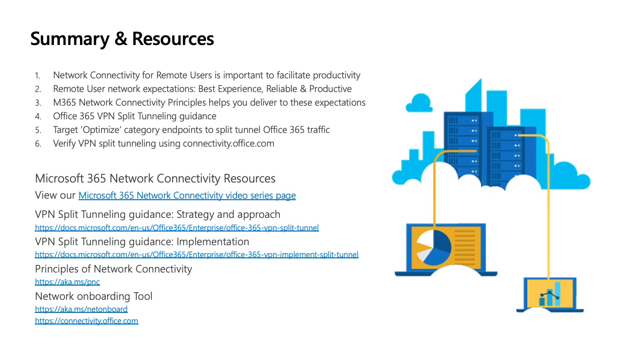We also discussed the Office 365 VPN split tunneling guidance and how you can target the optimized category endpoints set to split tunnel the Office 365 traffic. By doing so, you are able to deliver the best-in-class, reliable, high-performing, and productive experience for your remote users. Finally, we looked at connectivity.office.com, which is a browser-based tool that you can use to detect VPN split tunneling and validate split tunneling of Office 365 traffic.